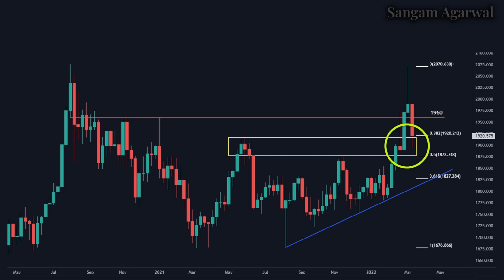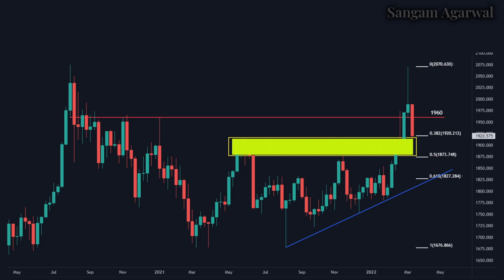If price makes a support in this support zone between 1916 and 1880, then it can make a new higher high up to 2100 or 2200. So this week, this is your key support zone: 1960, 1880 and 1960 resistance.